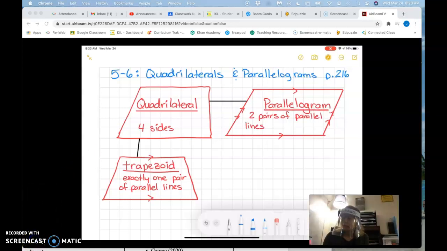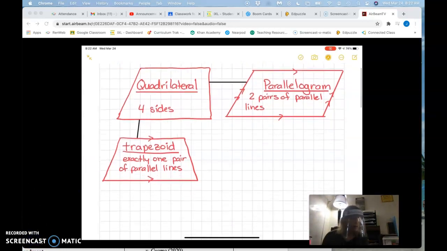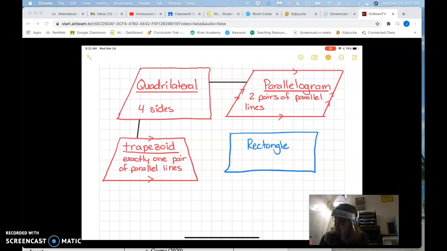So there's three types of parallelograms that we're going to talk about. We're going to talk about rectangles, squares, and rhombuses. So the first one is a rectangle. And a rectangle has four right angles. And then just like a parallelogram, it also has two pairs of parallel lines. And I'm going to use those two L's to represent parallel lines.